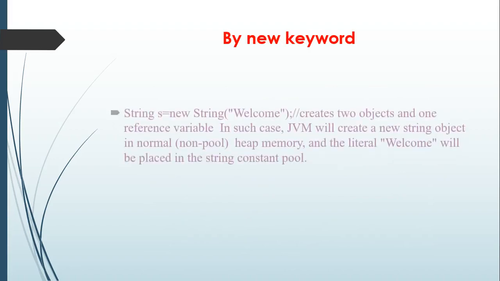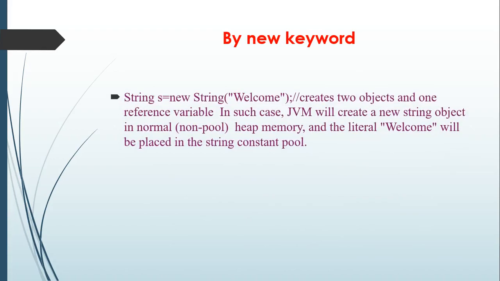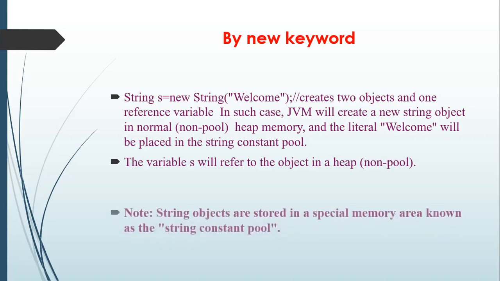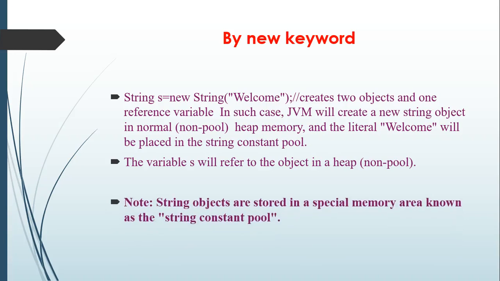Next is the new keyword. String s equals new String("welcome"). It creates two objects and one reference variable. In such a case, the JVM will create a new string object in normal non-pool heap memory, and the literal "welcome" will be placed in the string constant pool. The variable s will refer to the object in the heap, that is non-pool. String objects are stored in a special memory area known as the string constant pool, as we earlier learned.